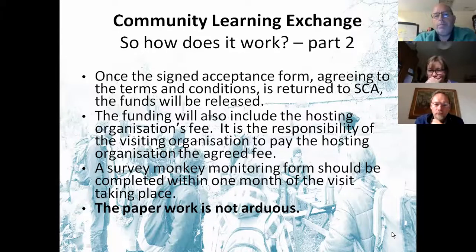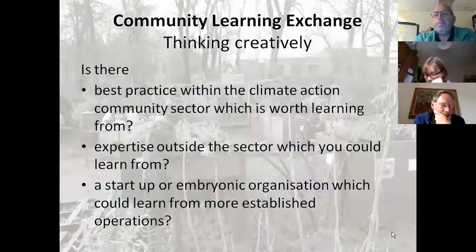And I want to stress this, the paperwork is not arduous. I know that small community groups do not have the resources to fill in complicated funding application forms. So I just want to stress that. Very much tailored to small organisations.